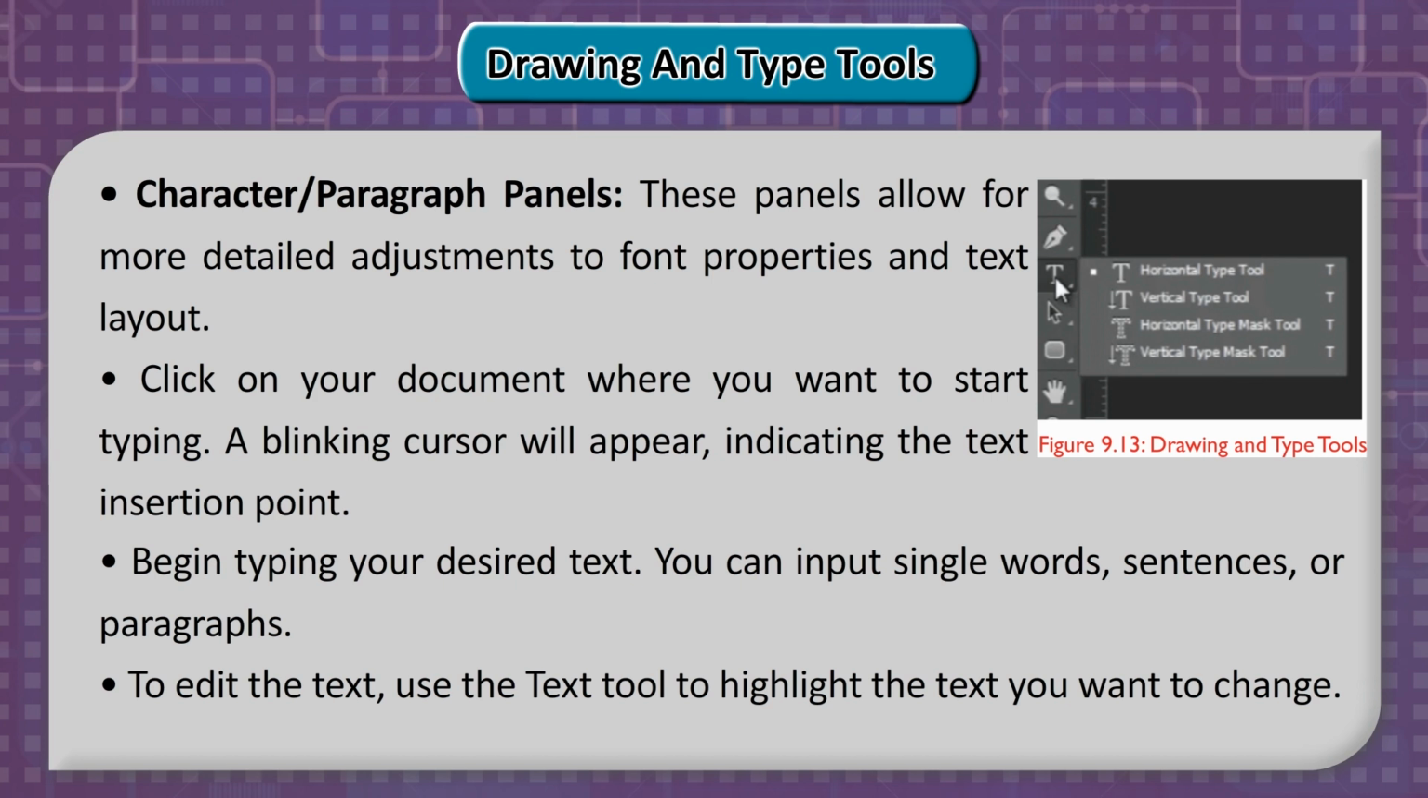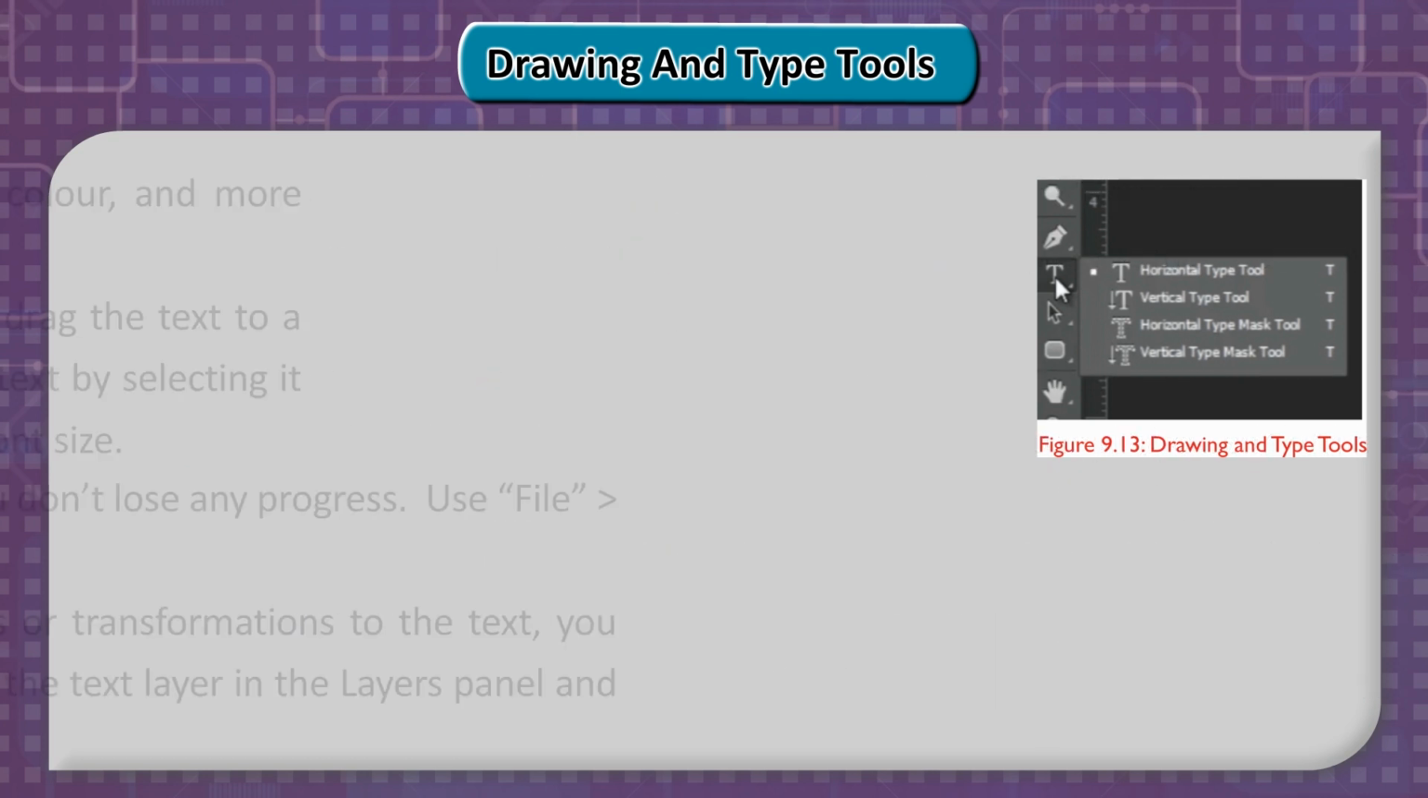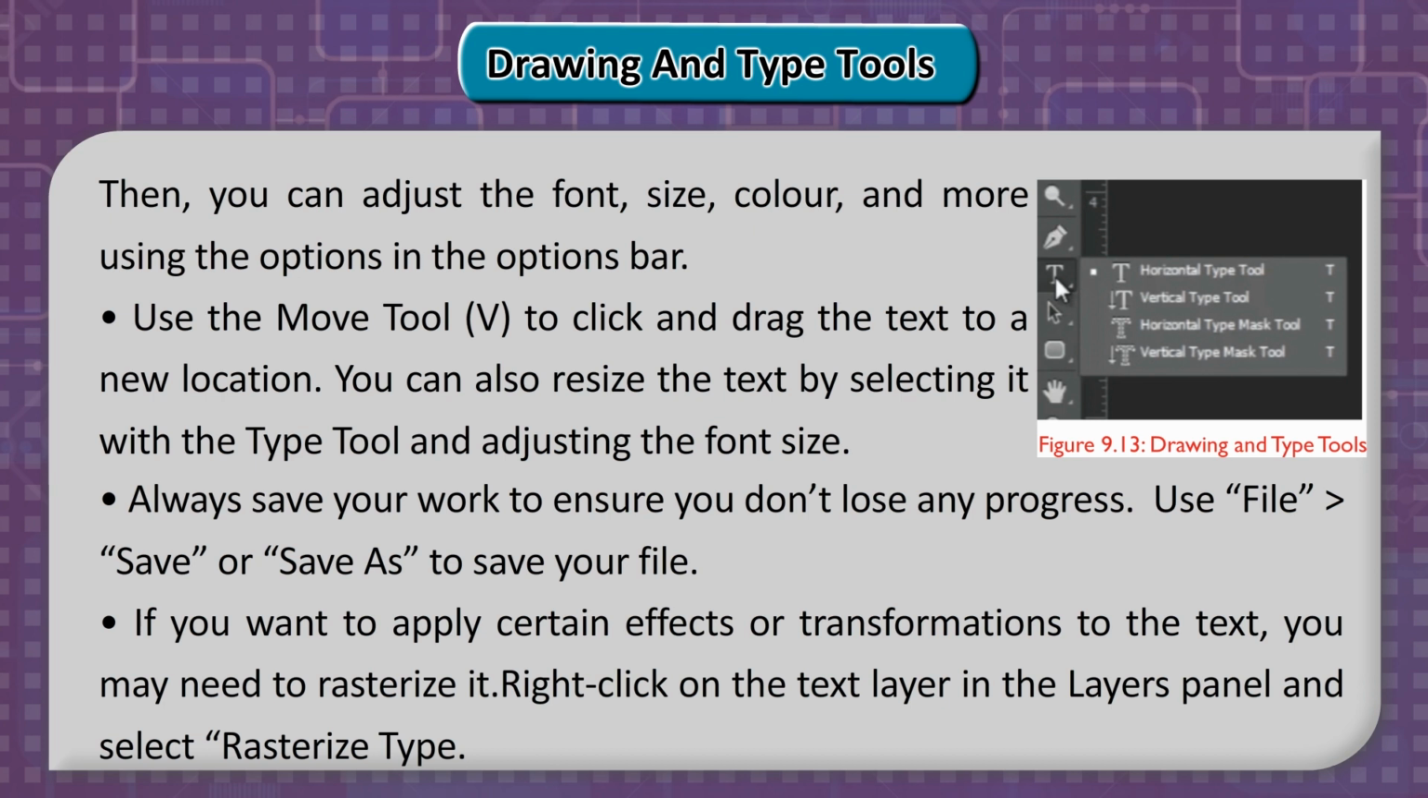Click on your document where you want to start typing. A blinking cursor will appear, indicating the text insertion point. Begin typing your desired text. You can input single words, sentences, or paragraphs. To edit the text, use the text tool to highlight the text you want to change. Then, you can adjust the font, size, color, and more using the options in the options bar.